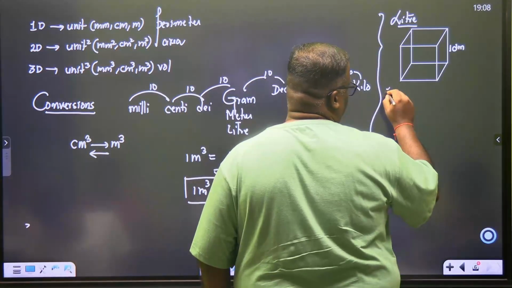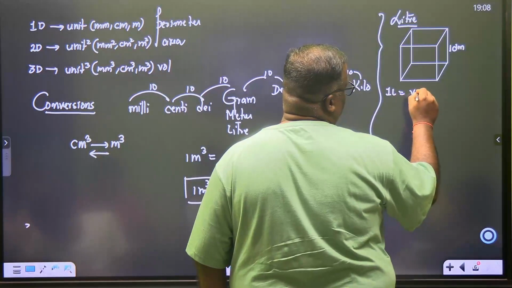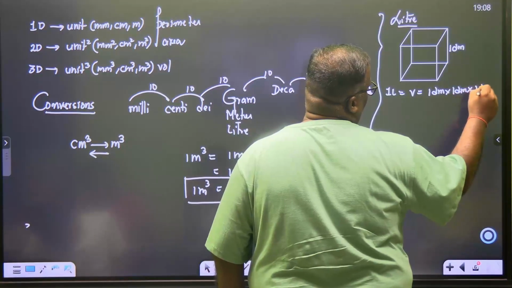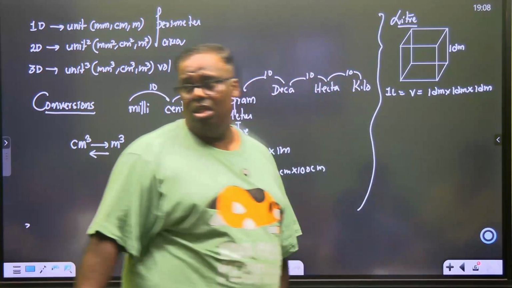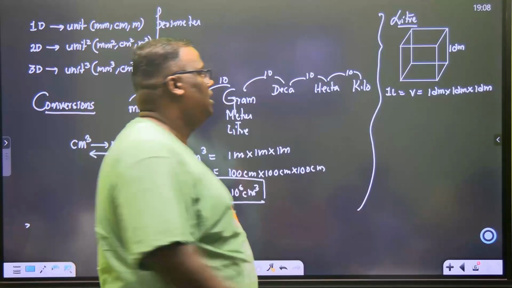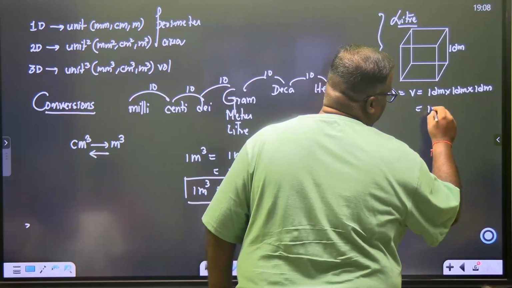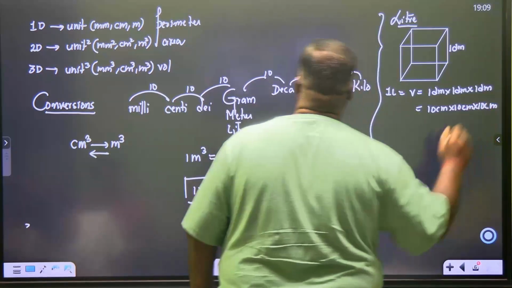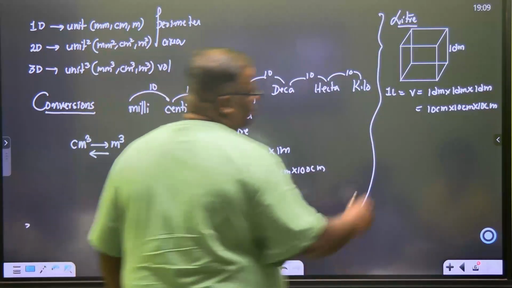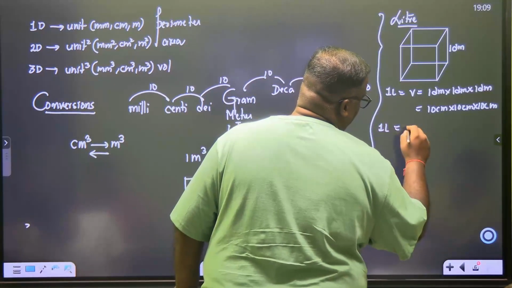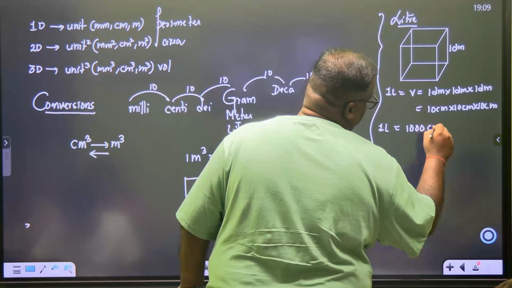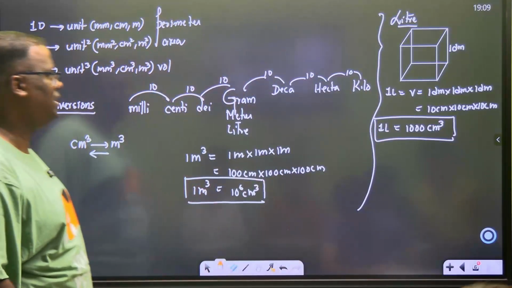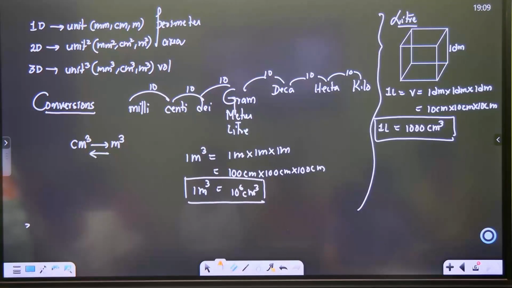So 1 liter must be equal to the volume of this cube, which is 1 dm into 1 dm into 1 dm. Clear? 1 dm, 1 dm, 1 dm. And each dm can be written as 10 cm, 10 cm, and 10 cm based on this particular chart that we did. So we find a liter is equal to 1000 cm cube. In grade 11 chemistry, you'll use it left, right, center. 1 liter is 1000 cm cube.